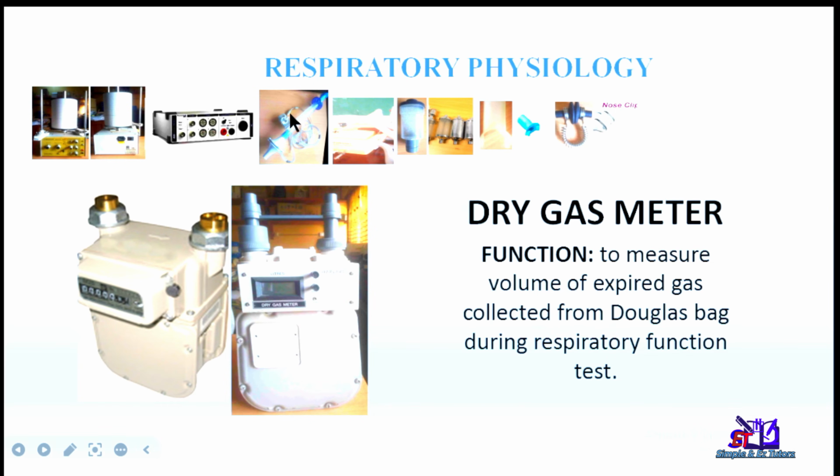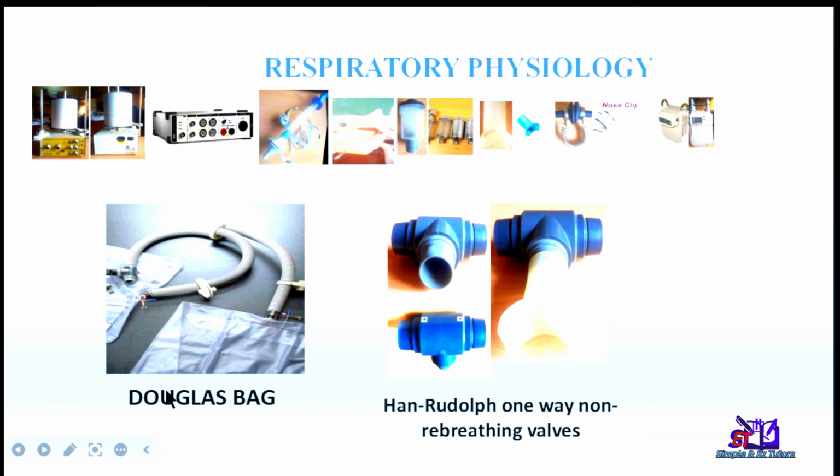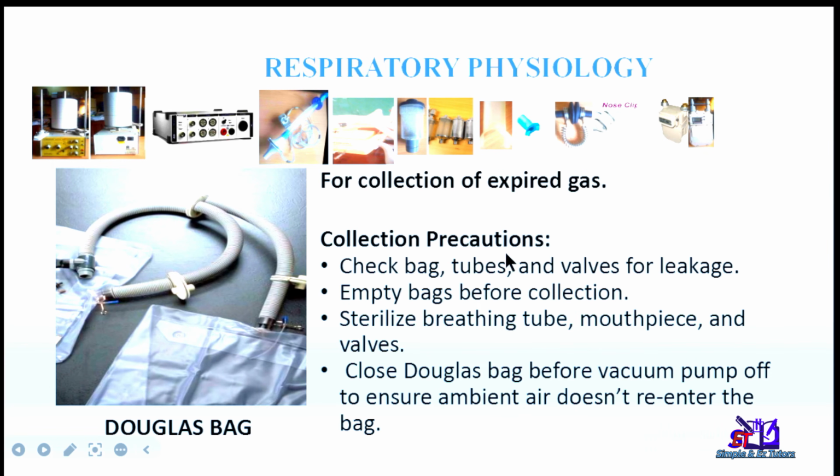Next is the dry gas meter. It is used to measure the volume of expired gas collected from the Douglas bag during respiratory function tests. So these are the accessory instruments that are normally attached to the Douglas bag and Rudolph one-way non-rebreathing valve. You can see it here. It is attached to the Douglas bag at this point, and the mouthpiece is here, while this place is left open to the atmosphere. The Douglas bag functions for collection of expired gas.